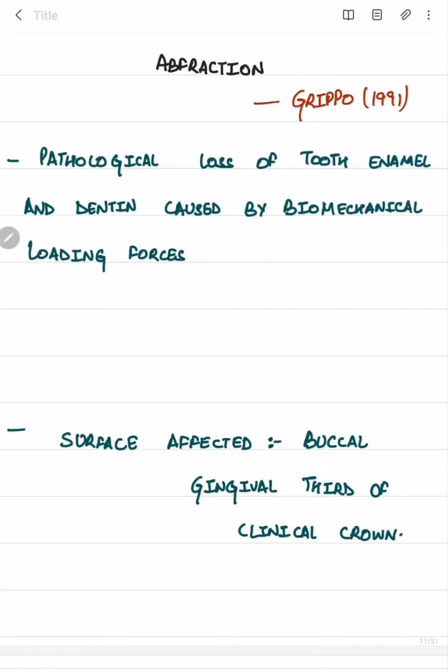Now we are going to discuss abfraction, right? And the term abfraction was coined by Grippo in 1991.